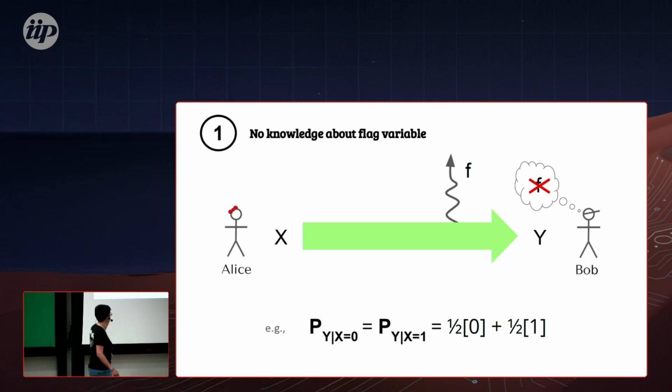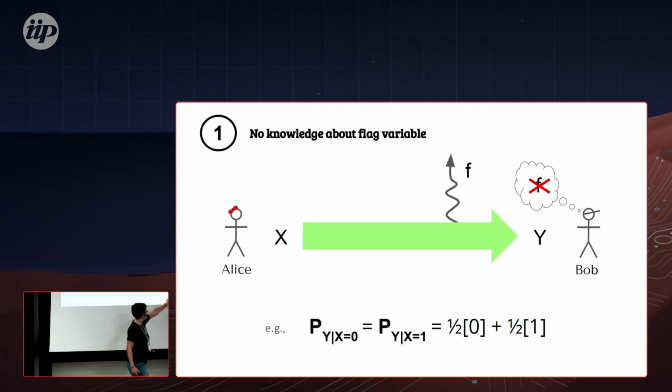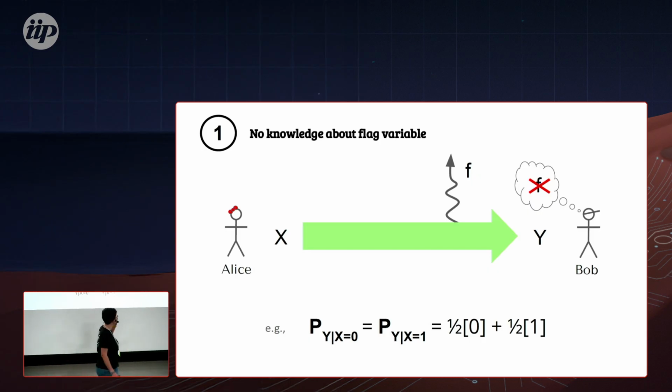So here's an example of a conditional probability distribution. It's the case where regardless of whether x is 0 or x is 1, the probability over y is uniformly distributed. So here, this notation of the square brackets, I'm going to use throughout the whole talk. And this means that the thing inside the brackets is the potential value that this variable takes, and this is the probability.